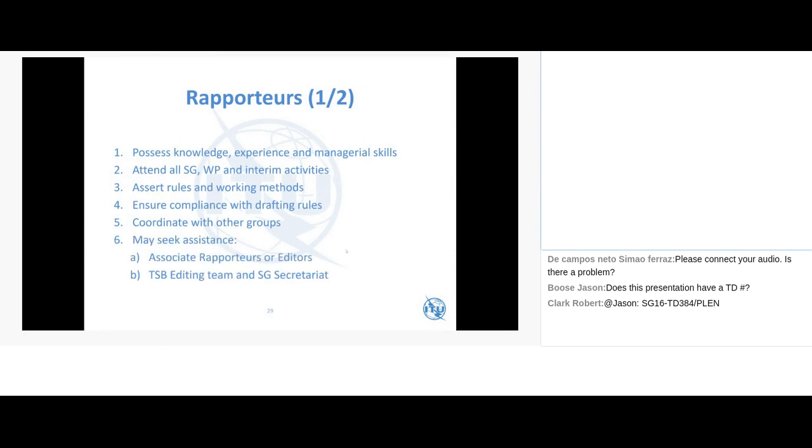The rapporteur's job is huge and very complicated, but rapporteurs shouldn't feel that they're doing this alone. They can always turn to their own leadership for advice and guidance. Sometimes there are associate rapporteurs or at least editors working on specific texts. So this is among the group of experts. And also, as I mentioned earlier, we have a lot of support in TSB. We have decades of experience between the various teams, the editing team and the secretariat. So we're here to help and help you plan and help you execute to get good results.